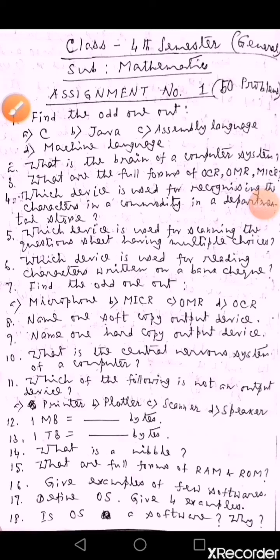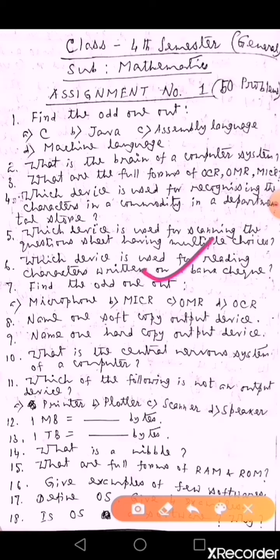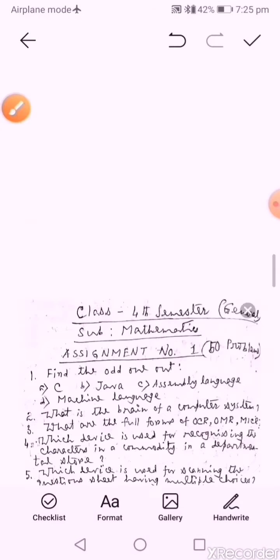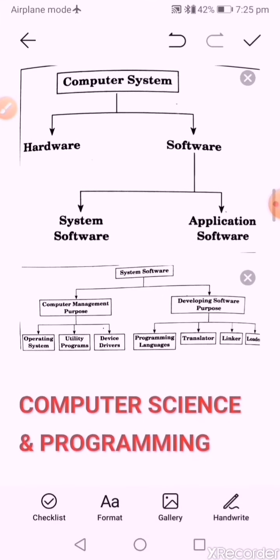Next question number 5 and 6. 5. Which device is used for scanning the question sheet having multiple choices? And question number 6 is, which device is used for reading characters written on a bank check? The first answer is OMR.